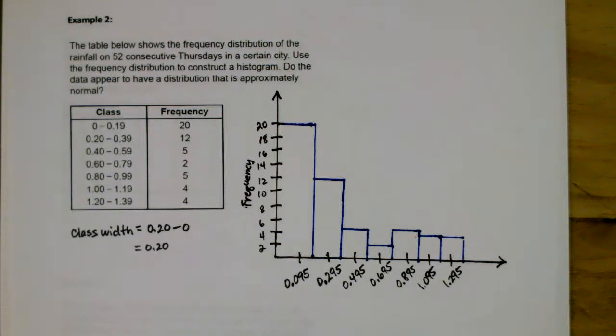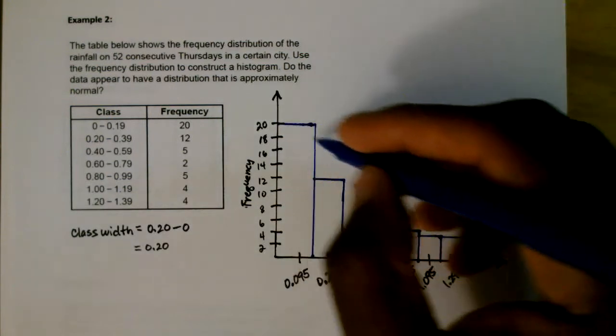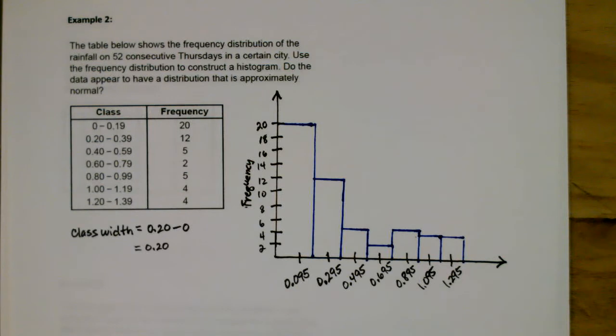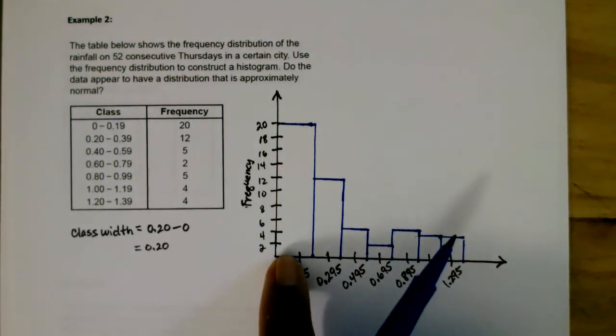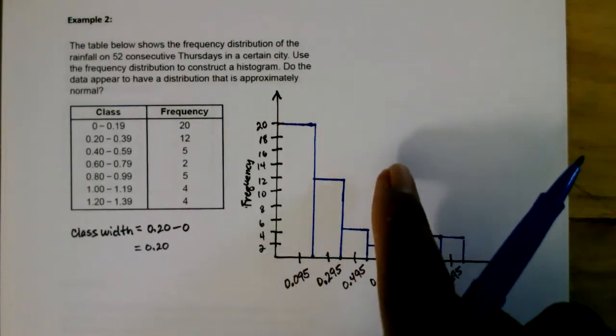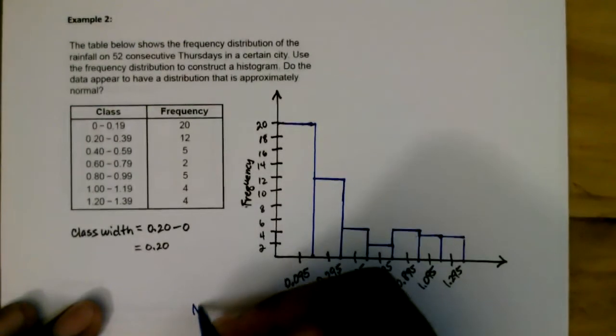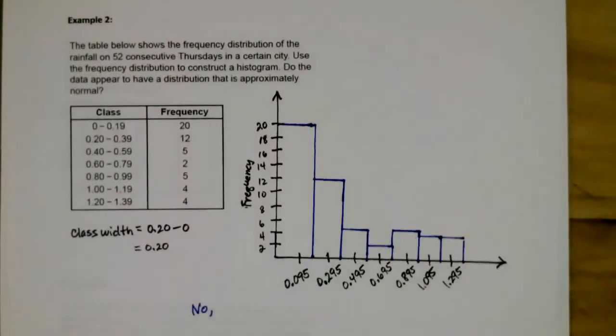Now, the other part of the question is, do the data appear to have a distribution that is approximately normal? Well, by looking at this graph, it's not going to be a normal distribution. If you recall in the last video, a normal distribution is going to have data values that start small and then increase to a maximum amount, and then start decreasing. This is not the case. So here, we have to say no.